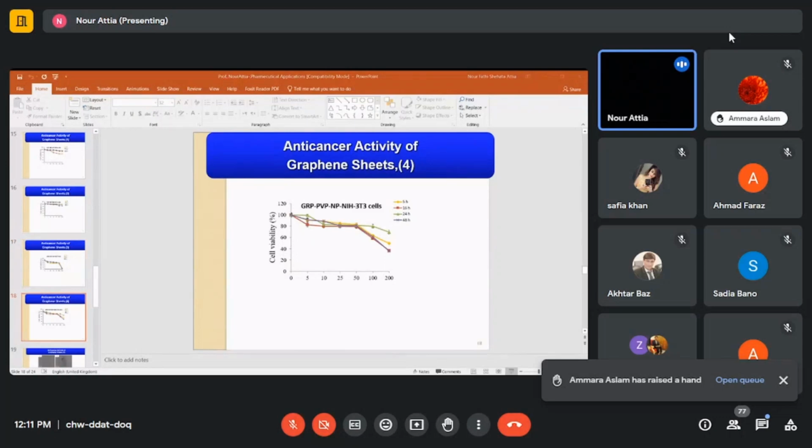But this one is not good, because for NIH3T3 cancer cells, almost 40% of the cancer cells are still alive. The material is not efficient in this kind of cancer cell. Yes, it's biocompatible, it's fine, but it's not efficient because there are still 40% cancer cells, then we have to do treatment again, right?